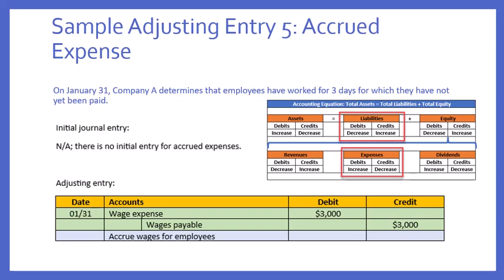So let's say, for example, on January 31st, Company A determines that employees have worked 3 days for which they have not been paid. We are going to assume that that wage expense comes to $1,000 a day. Just for simplicity's sake, we're going to assume that the employees make $1,000 a day, and they've worked for 3 days that they haven't been paid for yet. We would debit wage expense and credit wages payable for the $3,000. Expense goes up, liability goes up.